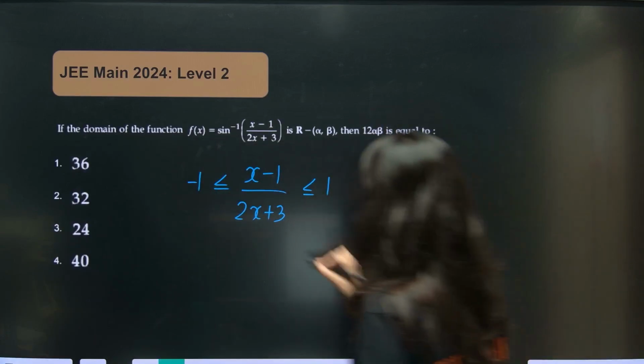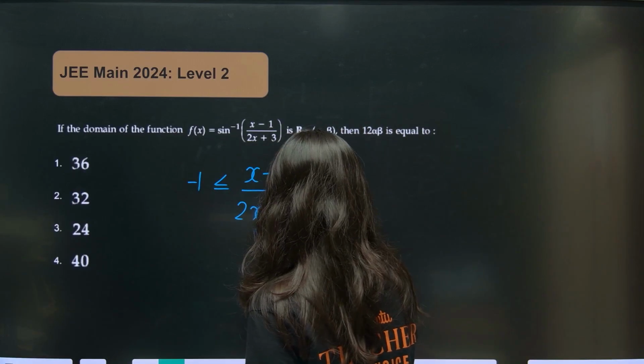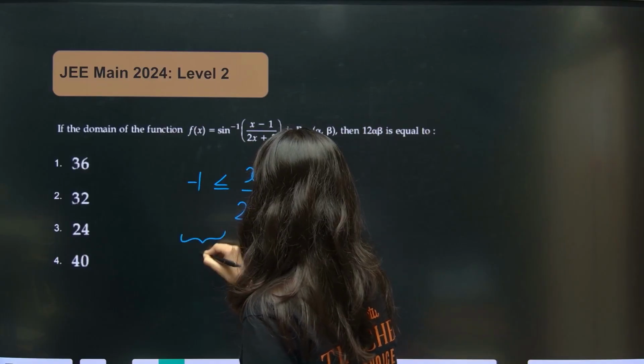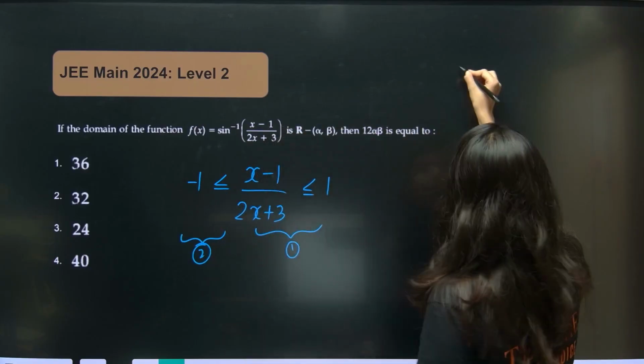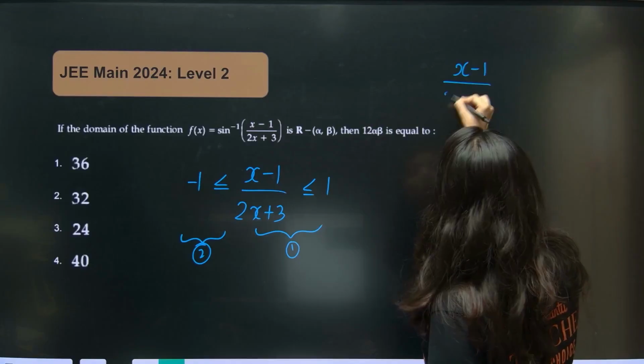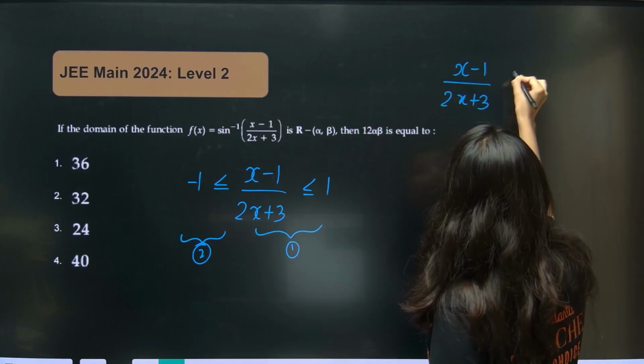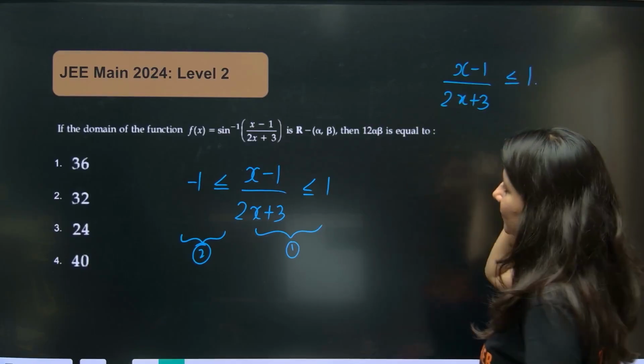So now you need to solve two inequalities, first and second. Okay, so (x minus 1) upon (2x plus 3) less than or equal to 1.